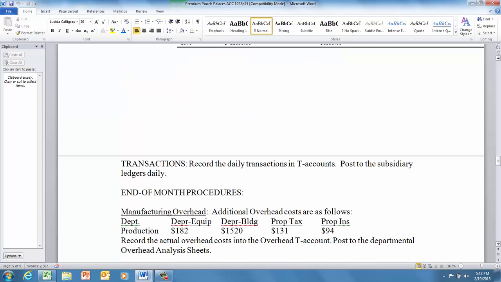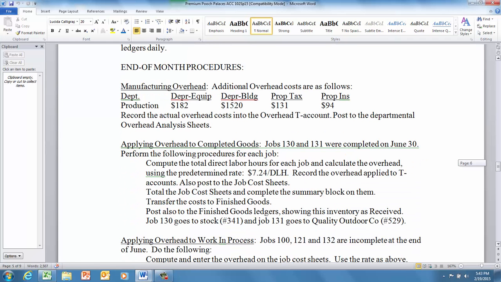Okay, so once we get through all the transactions for June, it tells us to record those daily transactions in the T account and post to the subsidiary ledgers on a regular basis. And then we will get to the end of month procedures. And I will do that on a separate YouTube.